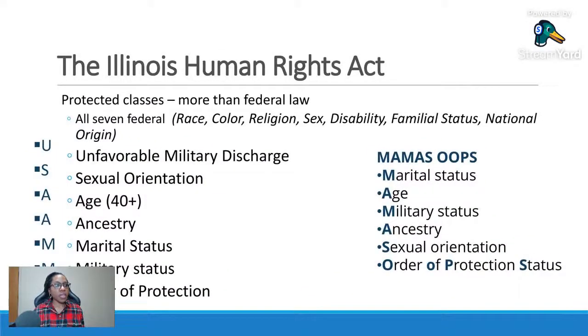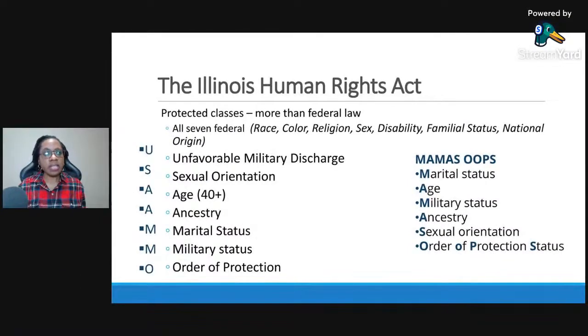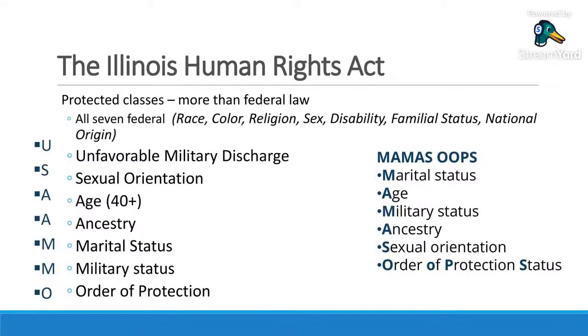Okay. Now with ancestry, I was trying to say the difference between ancestry and national origin. For national origin, which is a federal protected class, that's the country where you're born. And then ancestry is your heritage. So, for example, you were born in China, but you are of Italian ancestry. Okay, so China will be your national origin, but your ancestry is Italian. Right? So, understand the difference between both. Ancestry is Illinois, national origin is federal protected class.